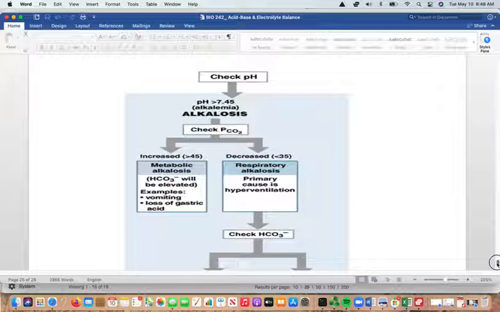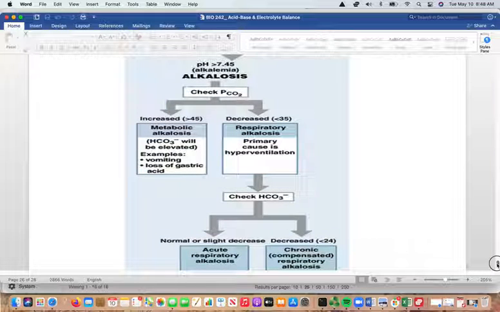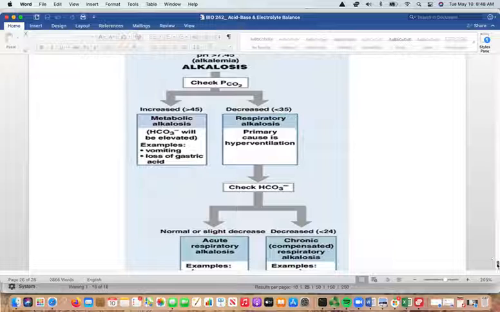So then for alkalosis here, again, first step, check the pH. Then the pressure of the carbon dioxide. So if it's increased, metabolic alkalosis. Some examples could be vomiting or loss of gastric acid. If it's decreased, respiratory alkalosis, hyperventilation.